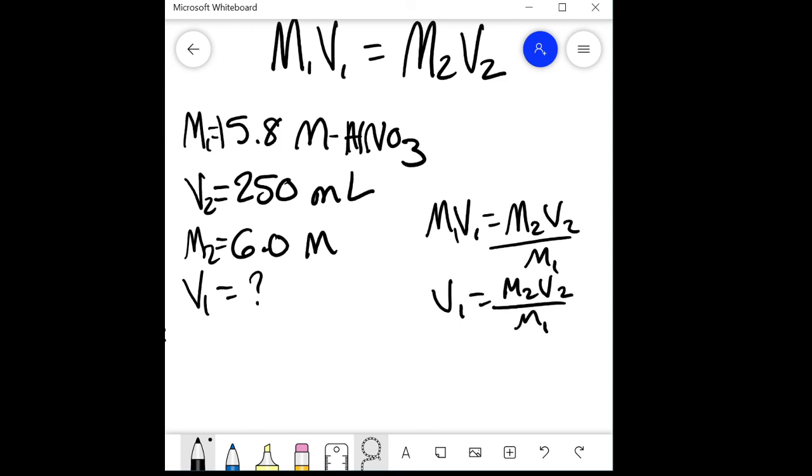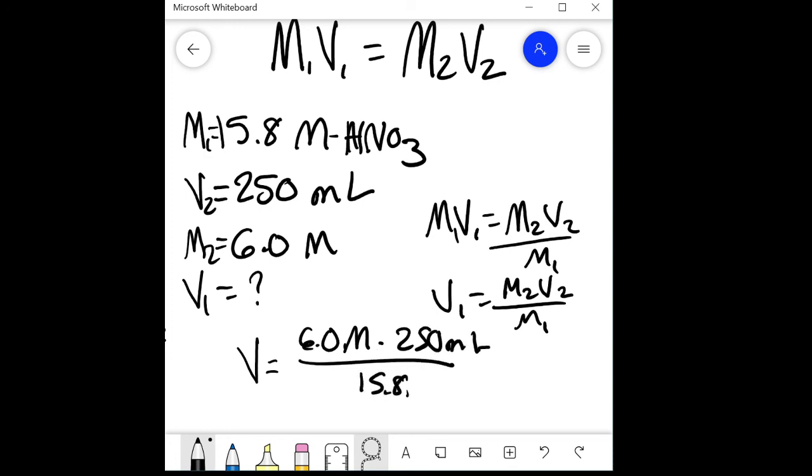And now you can just plug all the numbers in. And since we're solving for volume, you don't need to convert to liters. You can if you want, but you don't need to unless it's specifically asked. So you just plug it in. Volume equals 6 times 250 over 15.8, and that will get you 95 milliliters.